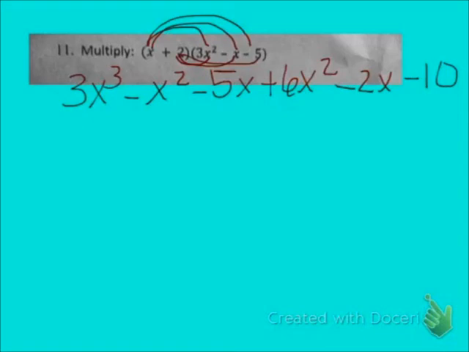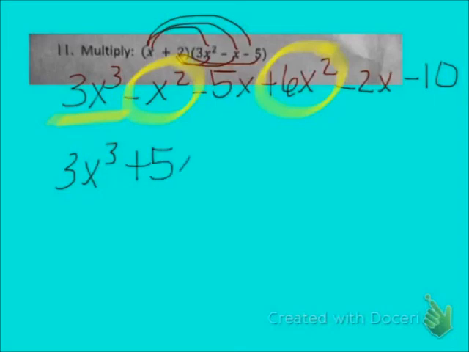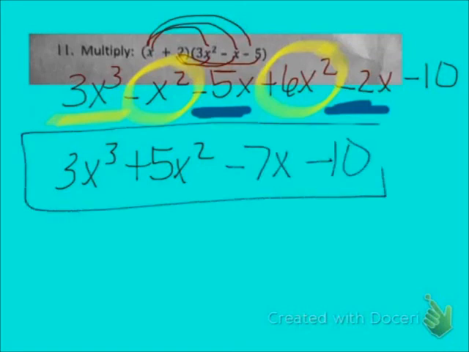Now we should start with the combining. This guy does not have a partner, somebody else to the third, so it stays there. Then the next one would have to be the x squares. So we have a negative x squared and a plus 6x squared. That right there would give us a plus 5x squared. And then we do have this guy and this guy that both have an x. So that would become a negative 7x. And then that negative 10 has nobody to be combined with. So then there we go.